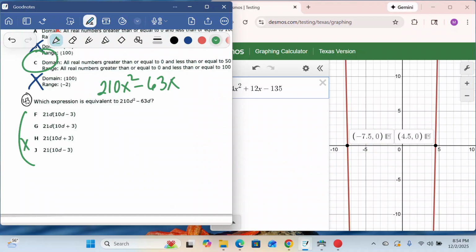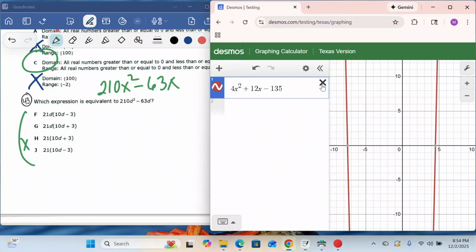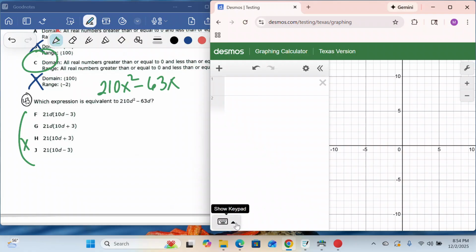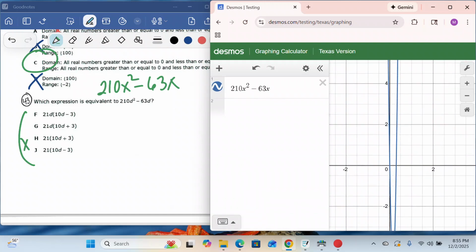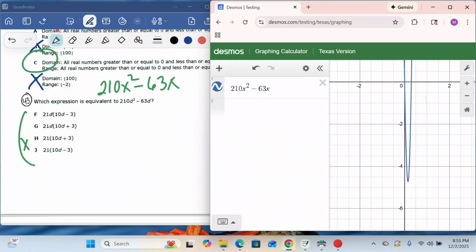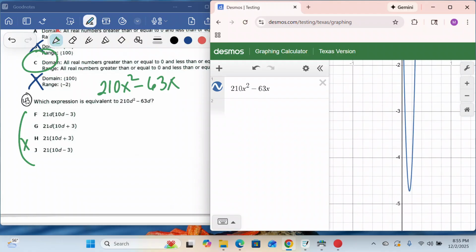So let me go ahead and input the first one into Desmos, and we're going to let Desmos do all the work for us. So then I'm going to input 210x squared, and then I'm going to go minus 63x, and let's look at the graph. Sometimes I need to enlarge it to see the graph. Okay, there's my Desmos, there's my vertex. I have my vertex right there.